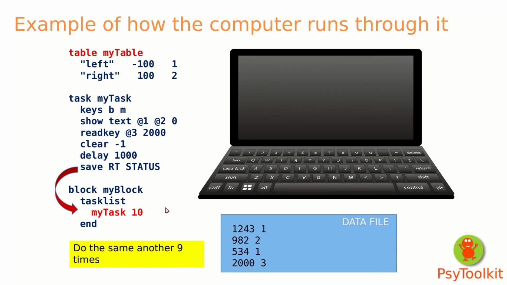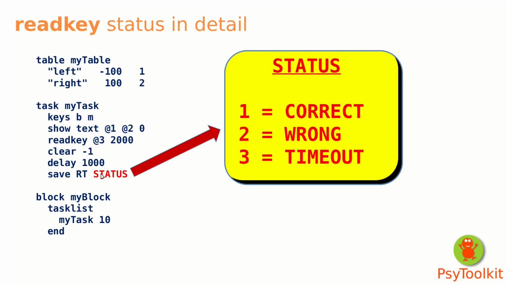Now this is done in total 10 times. Now to explain a little bit the status, I just mentioned it. So status just uses numerical codes. 1 is correct, 2 is wrong, 3 is timeout.